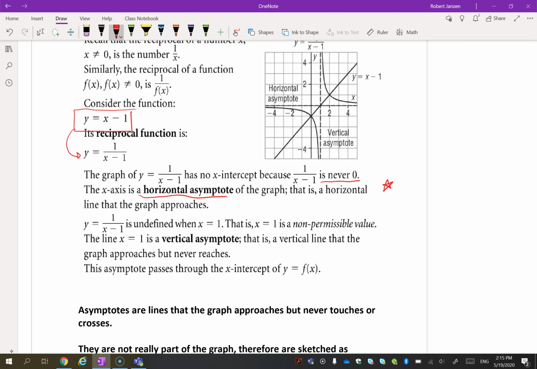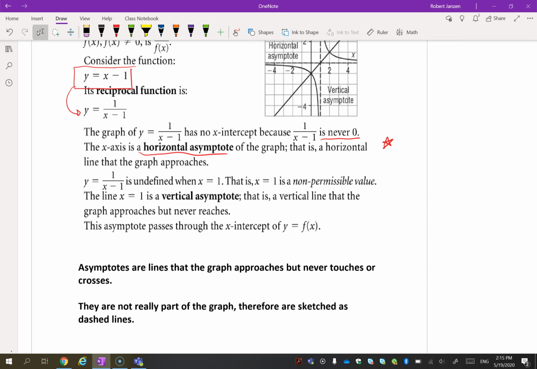This is what I told you in grade 11. It will always be like this. If you have 1 over something, no matter what that f of x is here, you will never have a value of 0. That's why we have a horizontal asymptote there. Okay? So that's sort of the first thing. You're always going to have an asymptote at y equals 0 for grade 11.